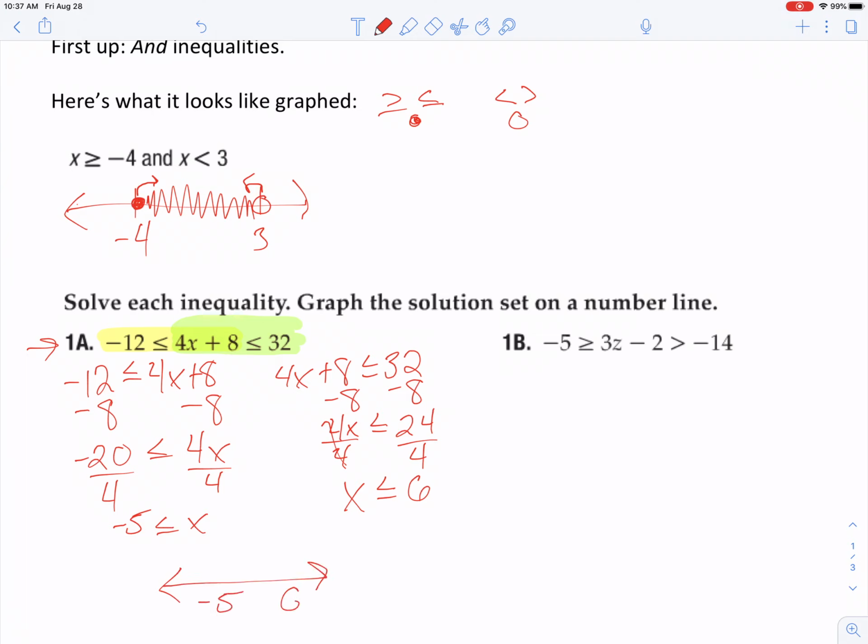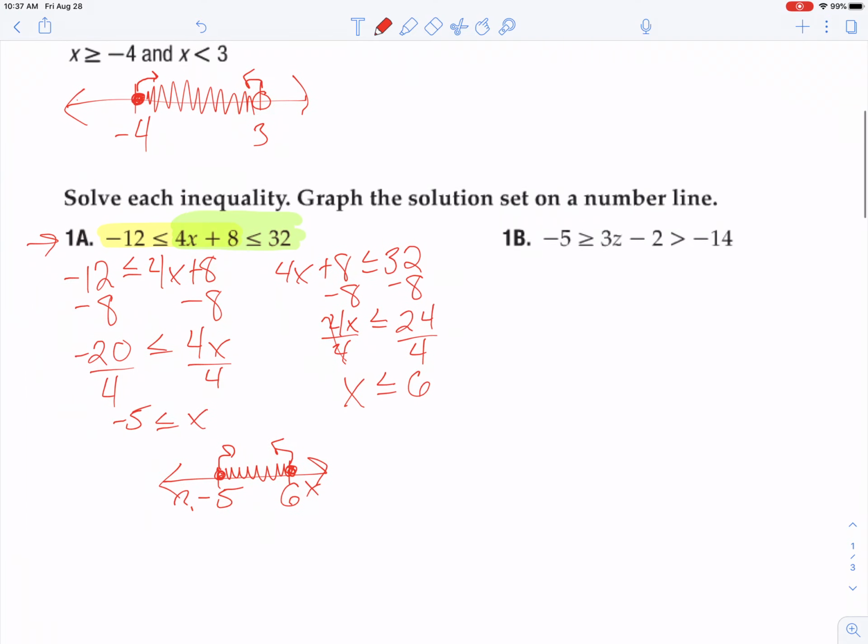-5, 6. Let's see, it looks like this one's a dot. X is greater than or equal to -5. X is less than or equal to 6, so it shades this way. Is it true here? No. In the middle? Yes. On the right? No.